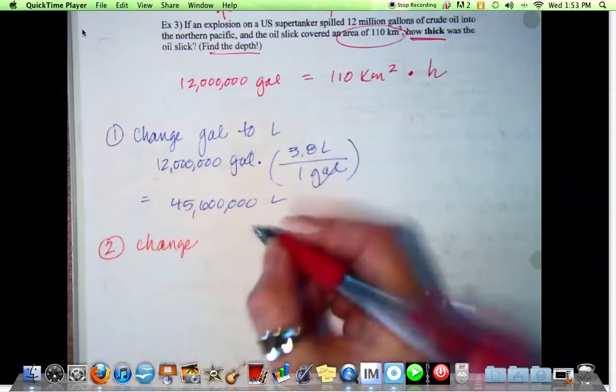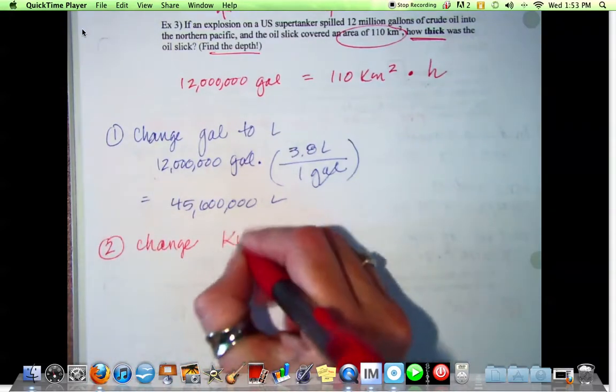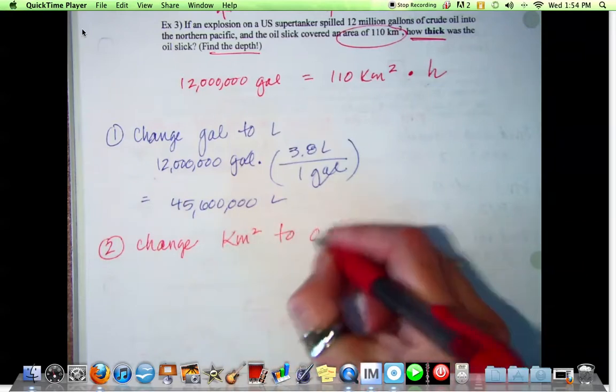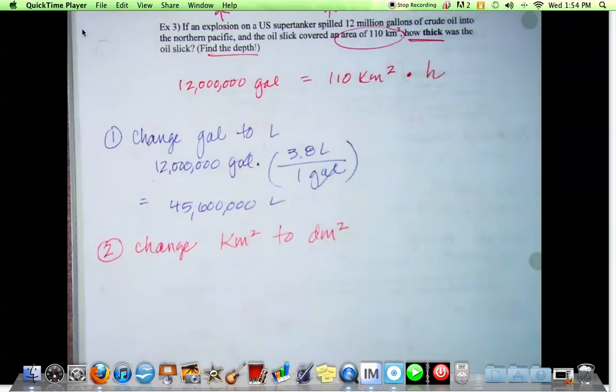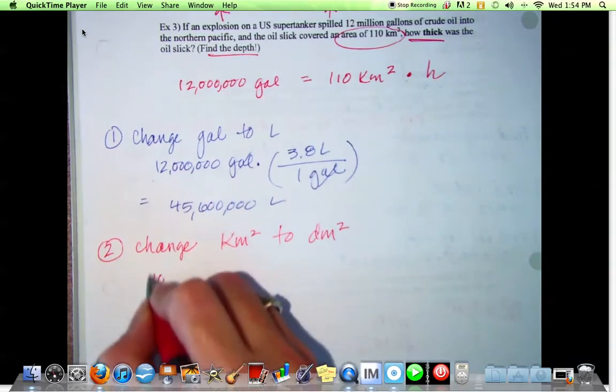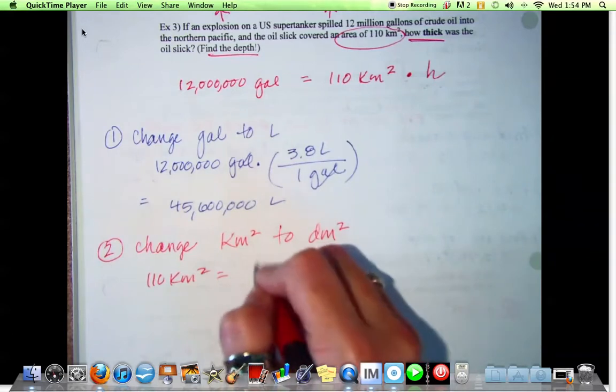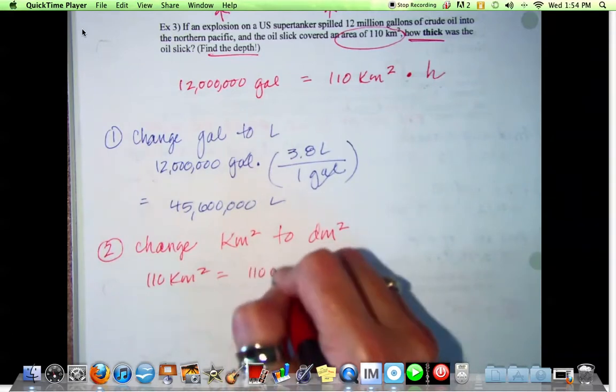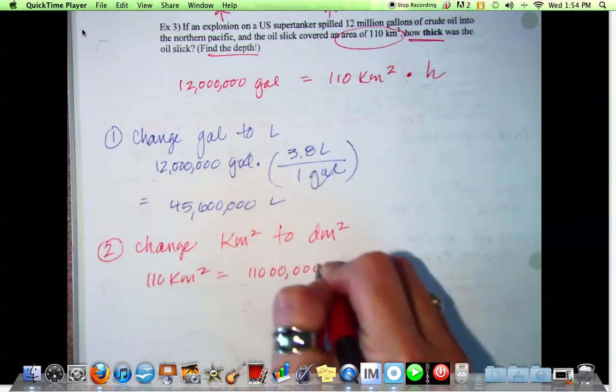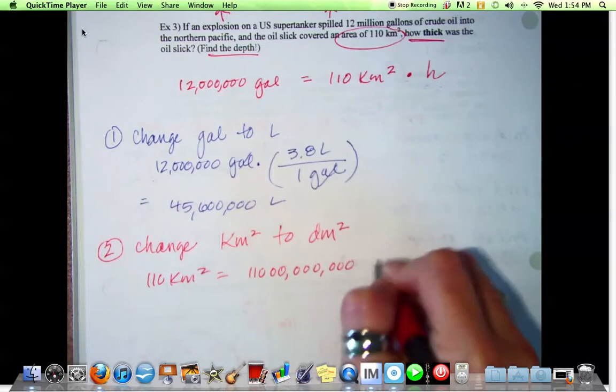All right. We also need to change our kilometers squared to decimeters squared. Kilo to deci, you go 4, so 8 places to the right. All right, so 110 kilometers squared. I'm moving my decimal 8 places to the right. So, 1, 2, 3, 4, 5, 6, 7, 8 zeros. Well, 9, the one's already there.